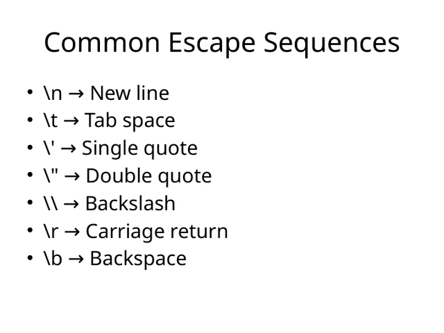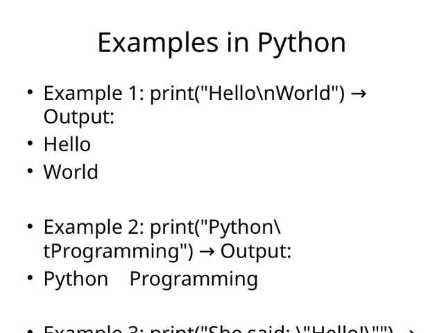Understanding these escape sequences is fundamental because they give you control over how strings are displayed and manipulated, which ties into the overall theme of mastering string handling in programming. Let's look at some practical examples of how print statements work in Python. In the first example, when I write print, hello \n world, the \n acts as a line break, so the output appears on two lines, hello and then world. It's a simple way to add a new line in your output.